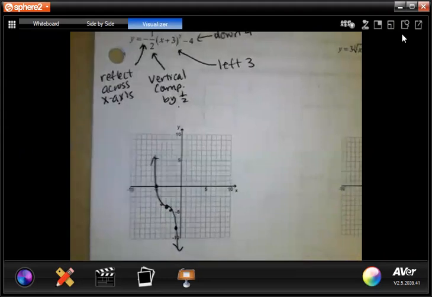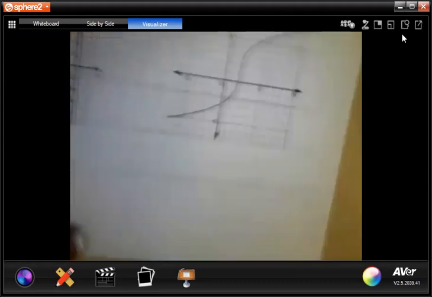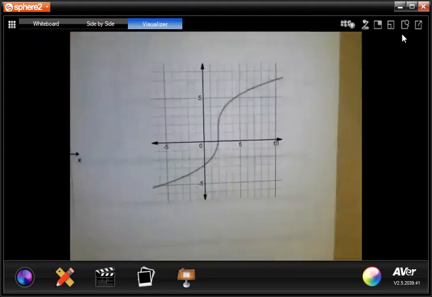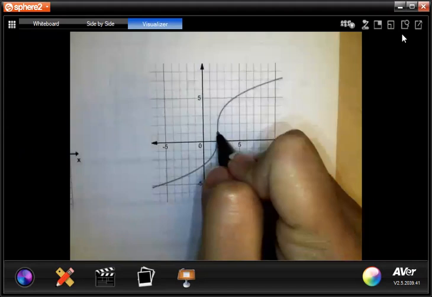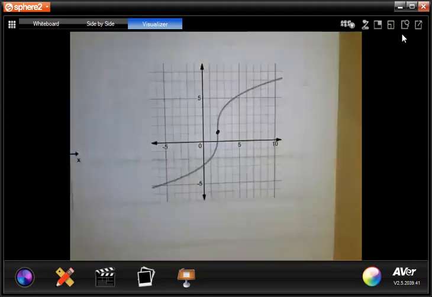All right, we are now going to switch over here to working backwards from a graph. So when you want to write the equation of a graph, the first thing you want to do is find that vertex. So here is my vertex. So I know that this has gone to the right 2 and up 1.